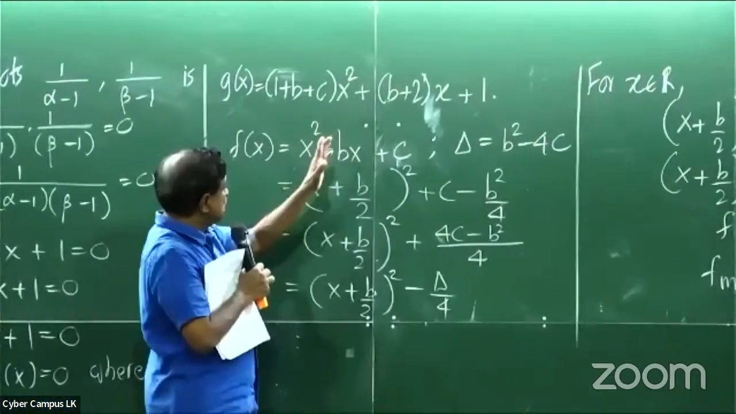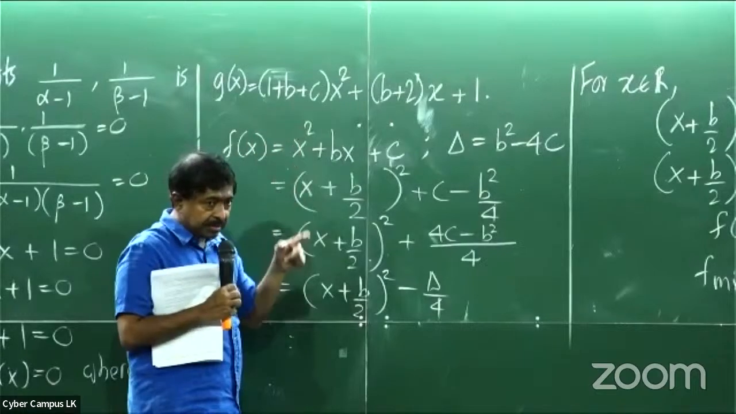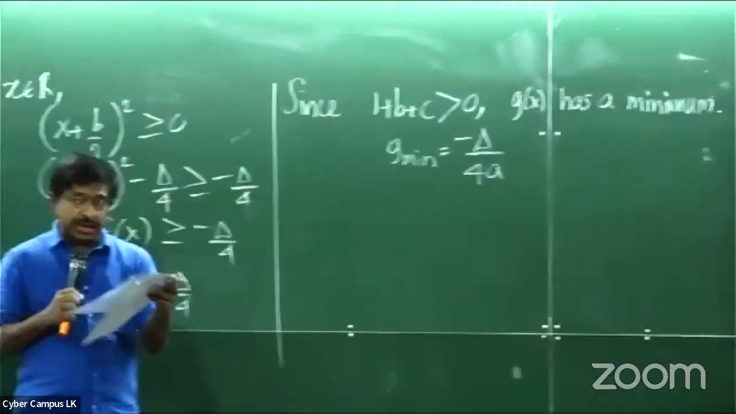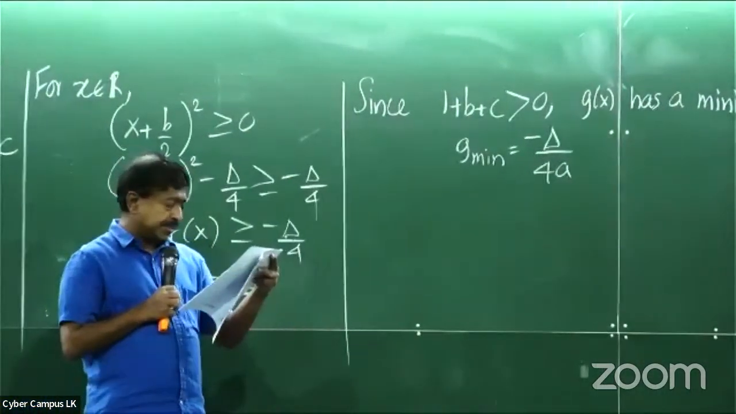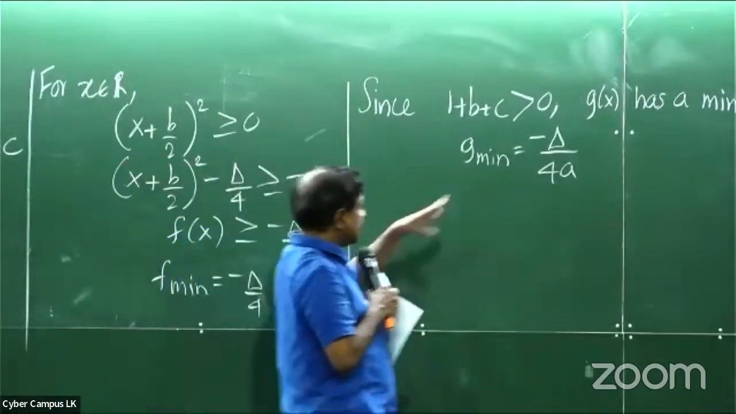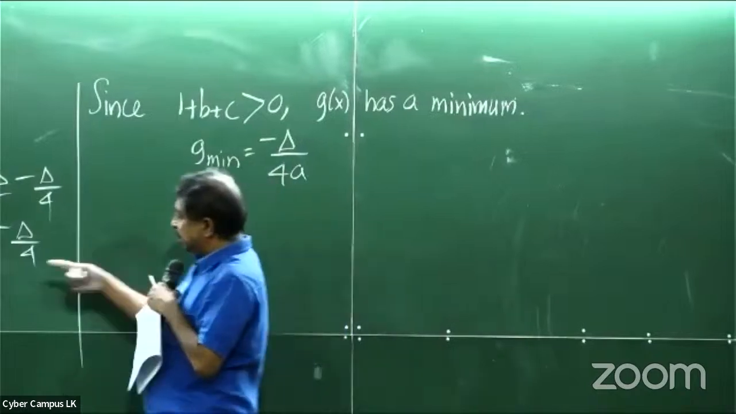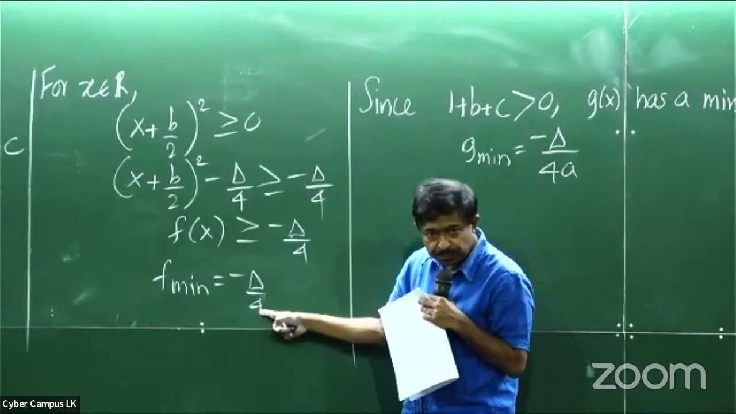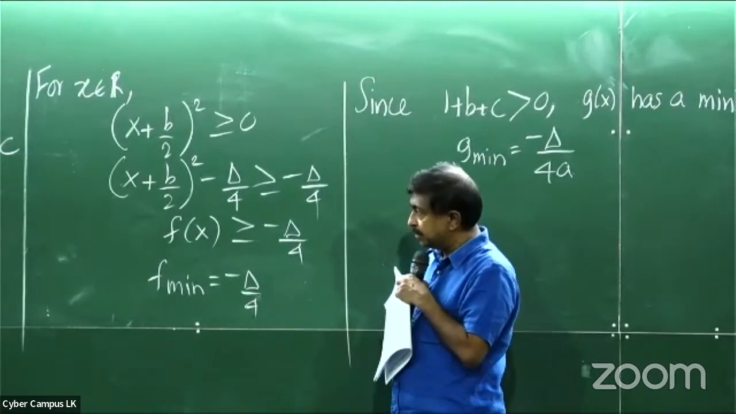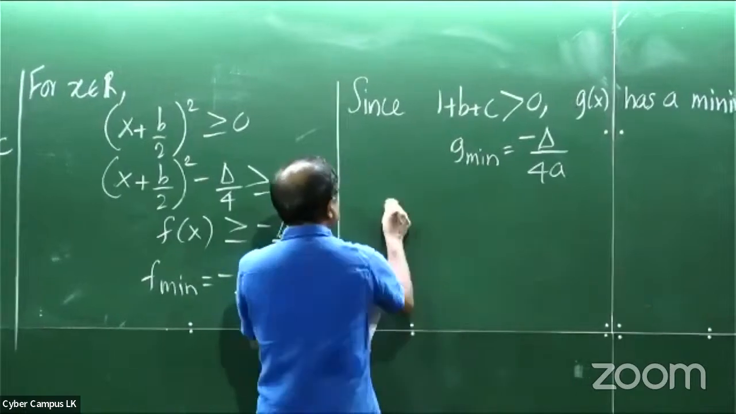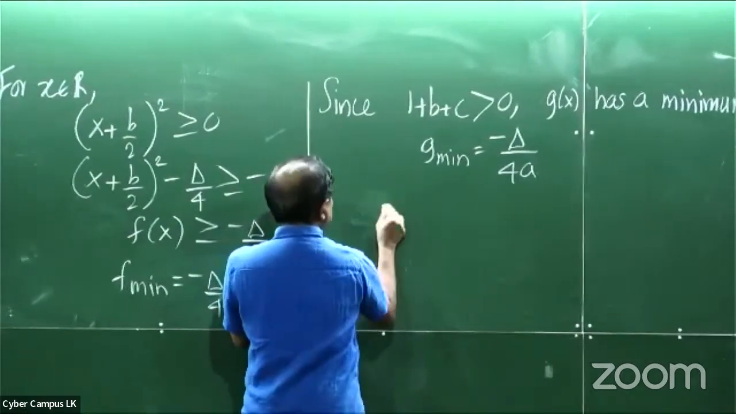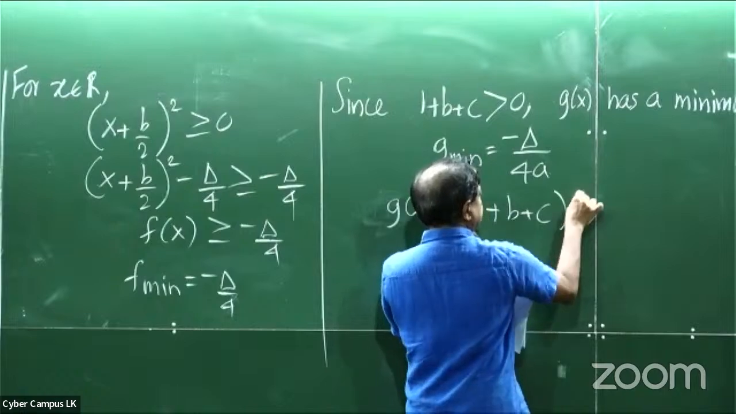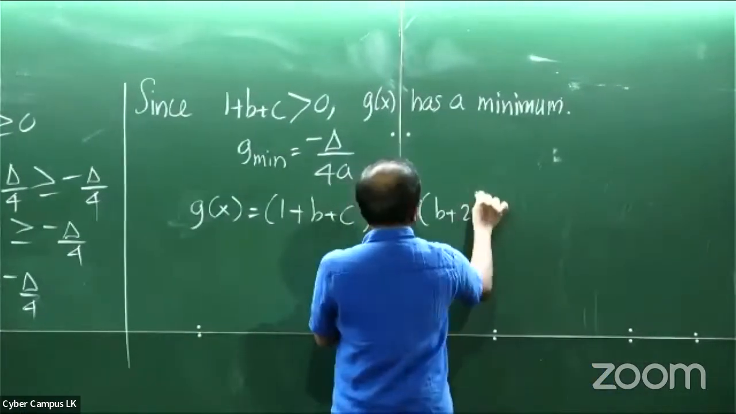You could have replaced A by 1 plus B plus C. Right? Okay. Instead, I could have done 61. You can generalize that result for Gx. So let's use this one, what we had earlier. It's very similar to this one, but here, since A is 1, you get minus delta over 4A. So we'll find delta here. Let me write Gx first. Gx is this: 1 plus B plus C x squared plus B plus 2 times x plus 1.